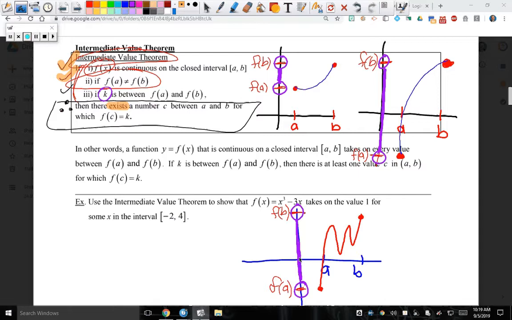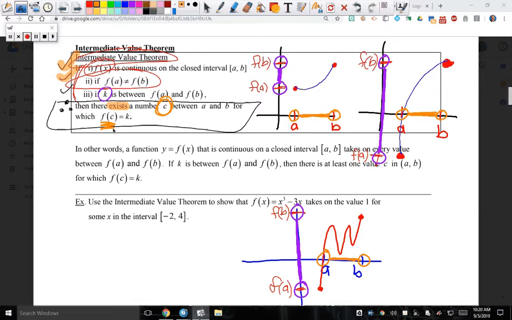Let's break that down. C is between A and B. Everyone, what kind of value is C? An X. Write that down. C is an X value. Now I'm going to do C in orange. So in between A and B, there's going to exist a C, an X value. There must exist an X value between A and B for which the Y value at that C is equal to K. You with me? Here we go.